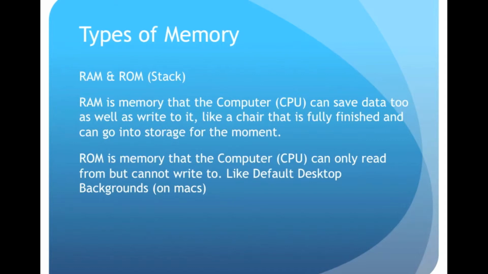Anyways, so there's two main parts of memory, just in case you didn't know. RAM is the stuff that you can write to and read from, and ROM is the stuff that you can just read from, that you can't write to.